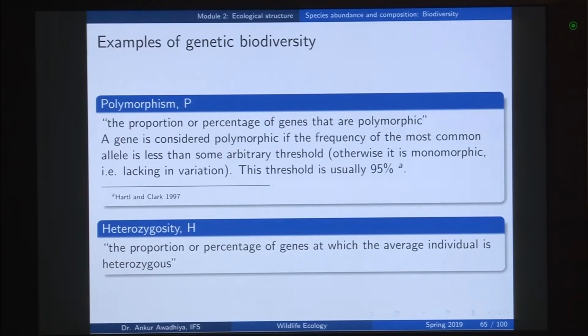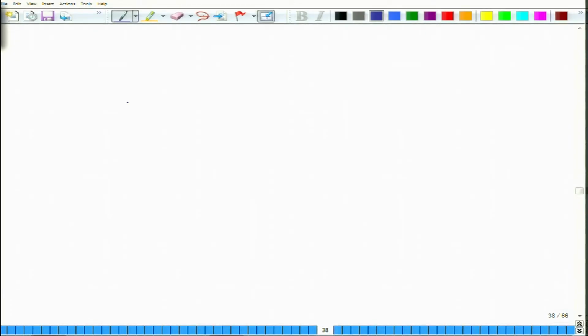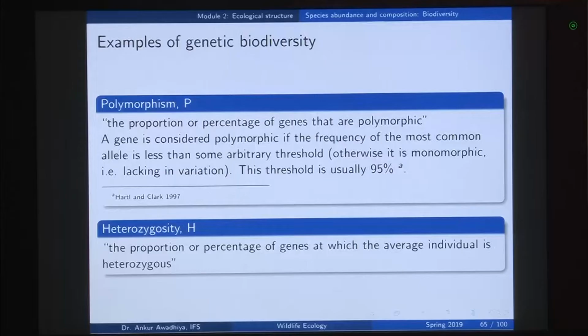Now, the second thing that we ask in the case of genetic biodiversity is the level of heterozygosity. Heterozygosity is the proportion or percentage of genes at which the average individual is heterozygous. So, suppose in the case of cheetal, we have 100 genes. Actually, this number of genes is very large, say between 20,000 and 100,000, but for an example, let us take 100 genes.